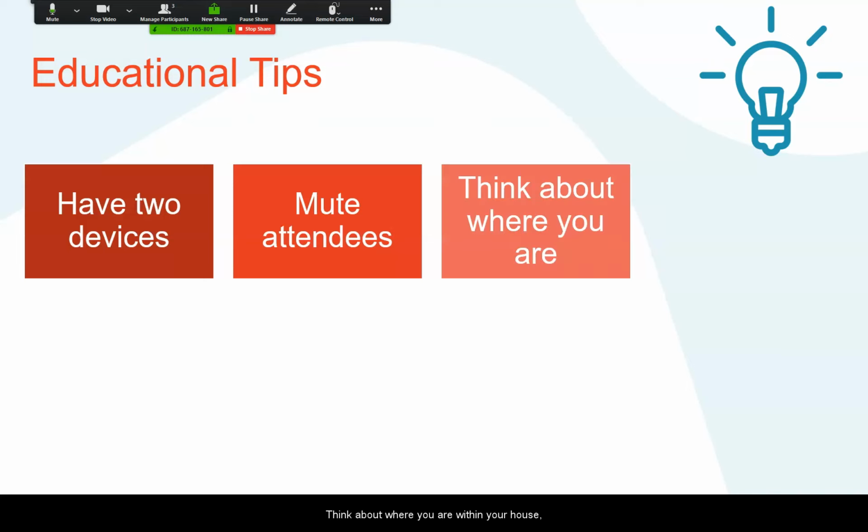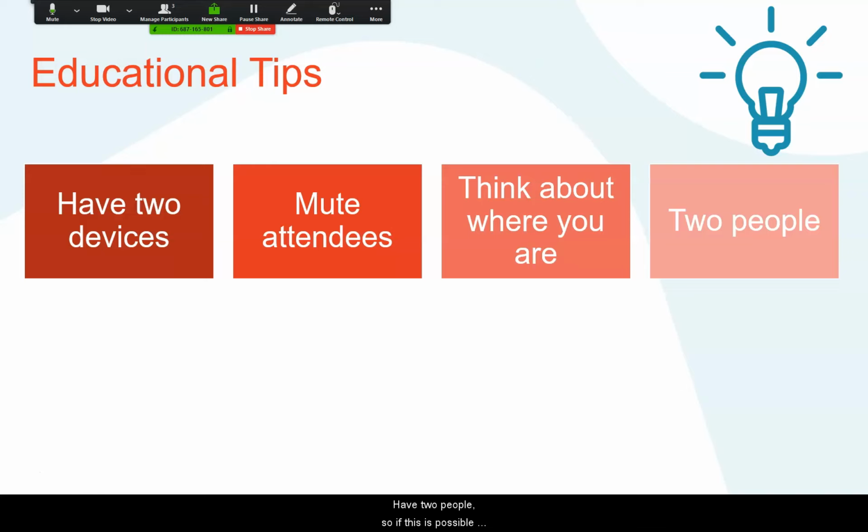Think about where you are within your house. There's nothing worse than having a dog walking around or children in the background. Now, under current circumstances, I know that that's quite difficult, but utilise that virtual background, and if it is, you can pop to a quieter room that's maybe not the cleanest of rooms in your house. Use that virtual background and try and make the experience delivery wise as good as possible, limiting that background sound.